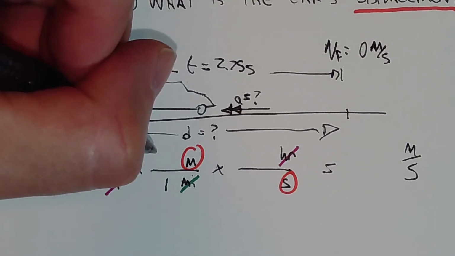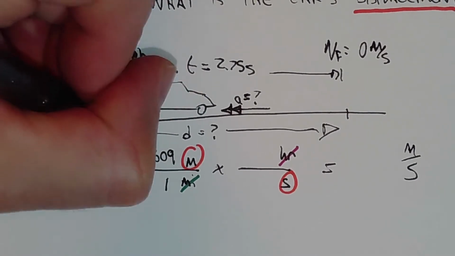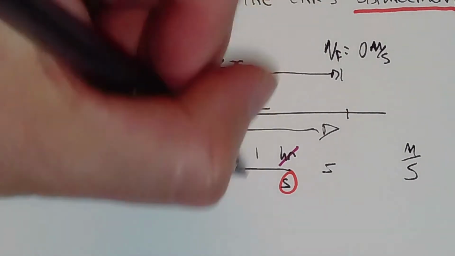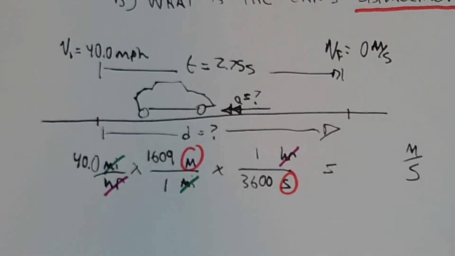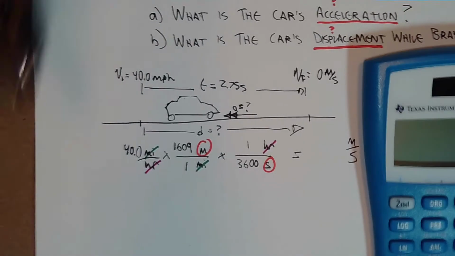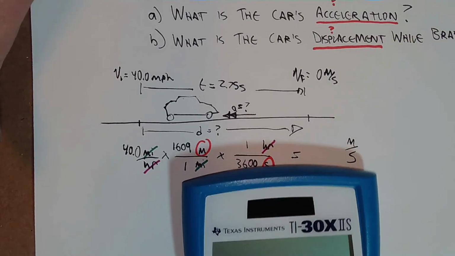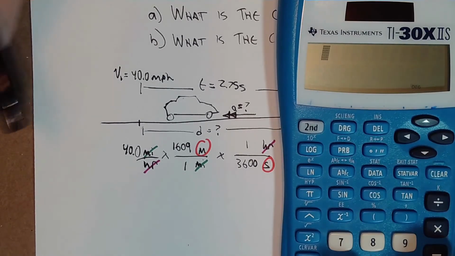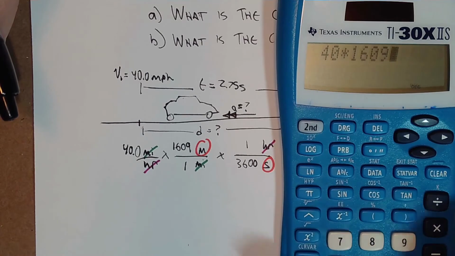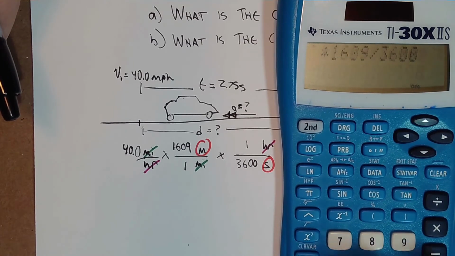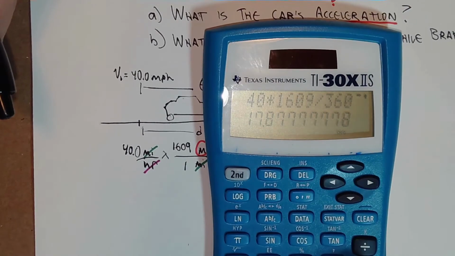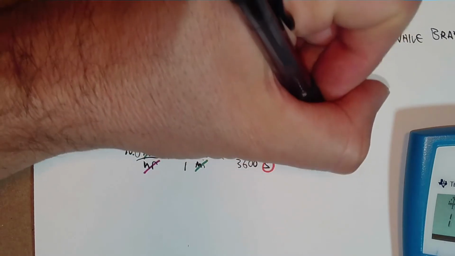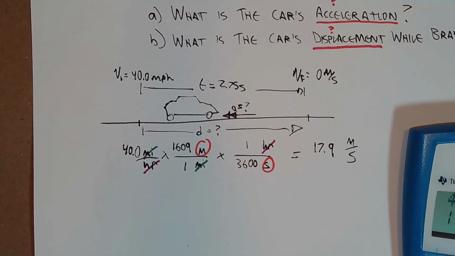1 mile is 1609 meters. I remember that by saying it's 4 squared, 3 squared, 4 squared, 3 squared, number of meters per mile. And then 1 hour is 3600 seconds. And we'll do a quick calculation. When we do this conversion, anything on the top, we multiply, anything on the bottom, we divide, ignore ones, and I get 17 point, let's say 17.9 meters per second.